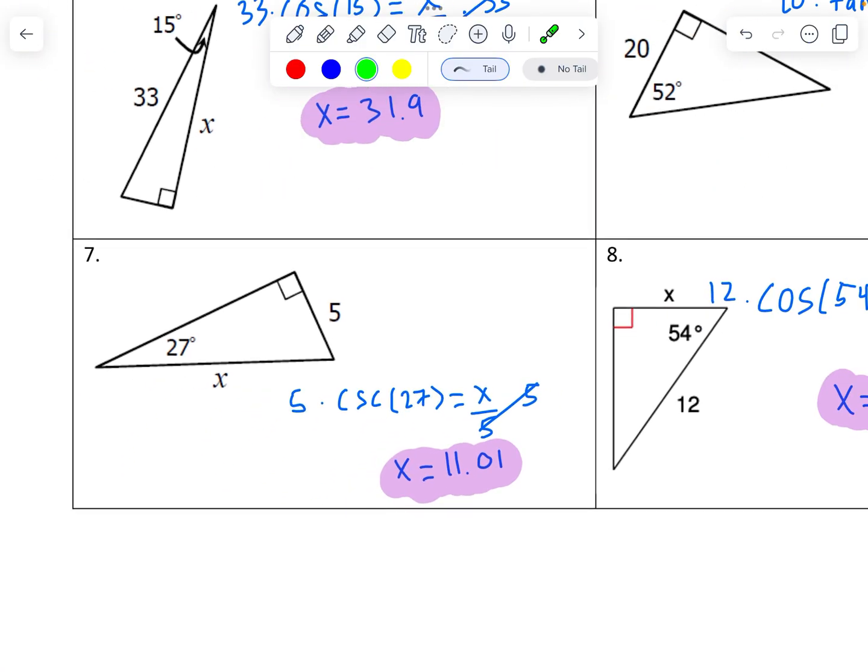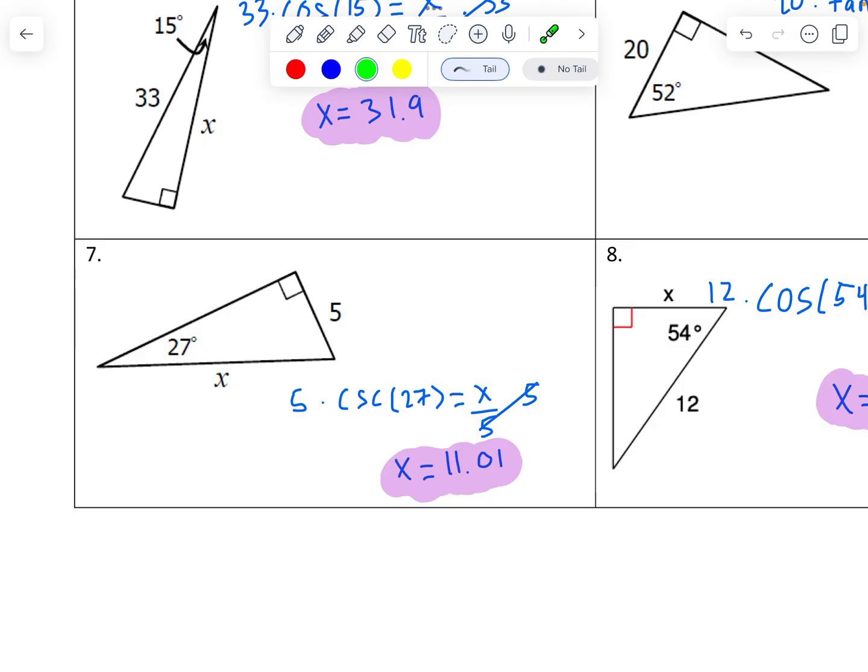Number 7, we have opposite and hypotenuse. So that's going to use sine. So use sine of 27 degrees is 5 over x. Again, this key uses cosecant, which is just the reciprocal. The reason the key was made this way is because if you use cosecant, then the x is on top, which makes the algebra easier to solve for x. But we can still do it.